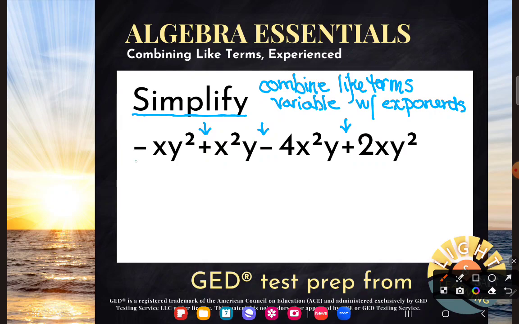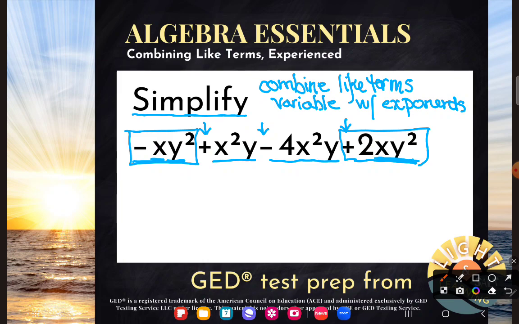So take a look at the four terms here. Negative xy squared, x squared y, minus 4x squared y, and 2xy squared. Like I said, we're only going to be able to combine those that have identical variable portions. So take a look at this first one's variable portion. It's xy squared. You're not going to be able to combine that with x squared y's, or the next term, again, x squared y's. You're only going to be able to combine it with another xy squared. So the two terms we see that can combine are the first and the last.